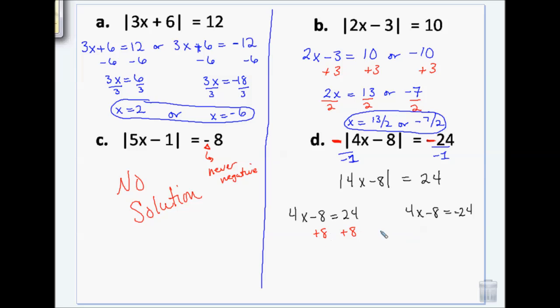Add 8 to both sides, or all 3 sides, depending on how you're doing it. And you get 4x equals 32 or negative 16. Divide by 4 and you get x equals 8 or negative 4.